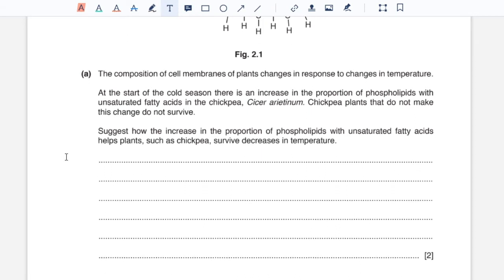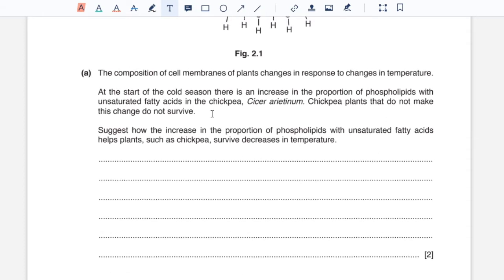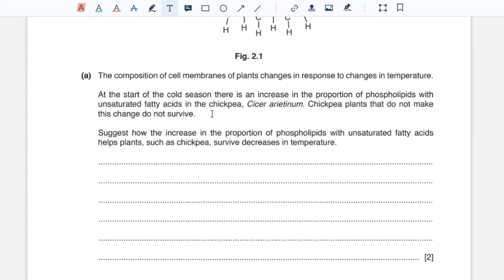So how does the increase in the proportion of phospholipids with unsaturated fatty acids help plants such as chickpea survive a decrease in temperature? A decrease in temperature decreases the fluidity of the membrane, and to counter that effect, the proportion of unsaturated fatty acids increases, and that prevents too close packing of phospholipids and thereby increases the fluidity, which is needed, because if the membrane fluidity decreases, that would damage the cell.